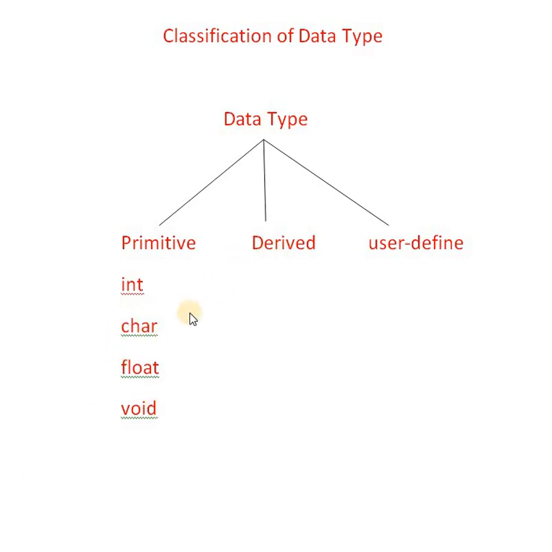After that, derived data type: array, string, pointer. In the third, user-defined data type: structure, union, typedef, enum. So there are three types of data: primitive, derived, user-defined. Primitive: integer, char, float, void. Derived: array, string, pointer. User-defined: structure, union, typedef, enum.